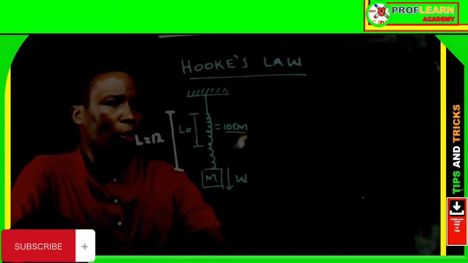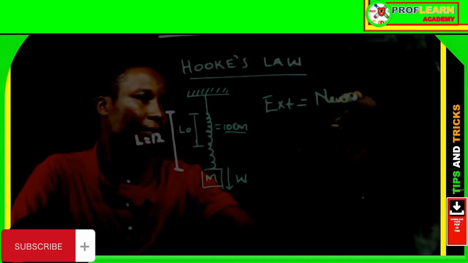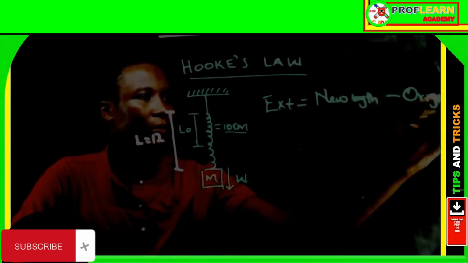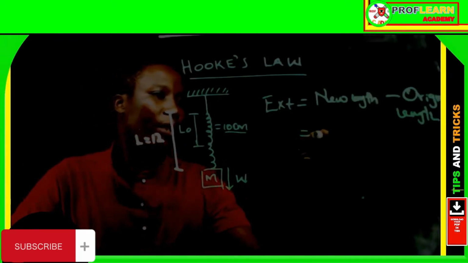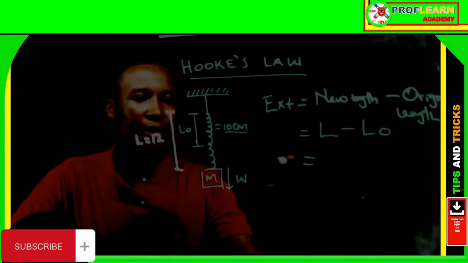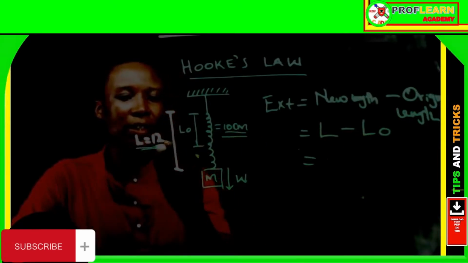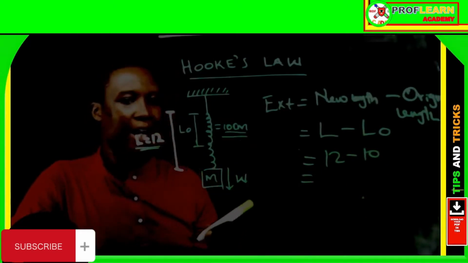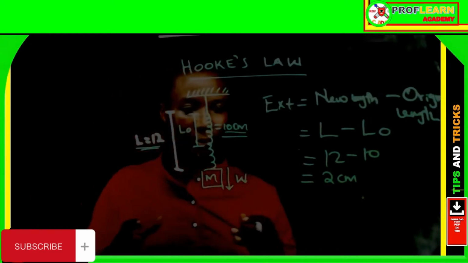So, in order to work out extension, we say it's the new length minus the original length. And remember, the original length was L0, so it's L minus L0. L0 was 10, and the new length is 12. So it will be 12 minus 10. So the spring has extended by 2 centimeters. So the extension of this spring is 2 centimeters.